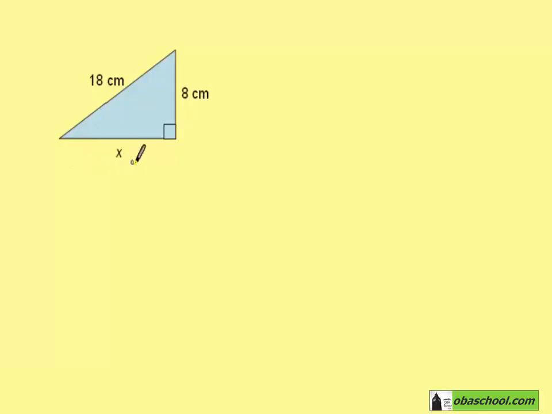Here once again we're finding a shorter side. It's a right-angled triangle, so we know that Pythagoras' theorem applies. a squared is b squared plus c squared. The a always represents the hypotenuse. The shorter sides we can then call b and c.